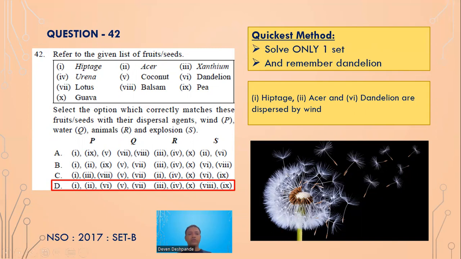Refer to the given list of fruits or seeds and select the option which correctly matches these fruit seeds with the dispersal agents. Now you just have to remember only one, dandelion. Sir, where is dandelion? You must have seen this in grassy lands or meadows, isn't it? The dandelion, and when you blow at them, the whole seeds disperse by the wind, isn't it? Or by your blowing of breath, the seeds are dispersed. So hiptage, acer, and dandelion, they are dispersed by wind. So only solve for one group.